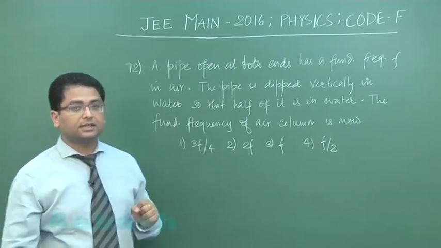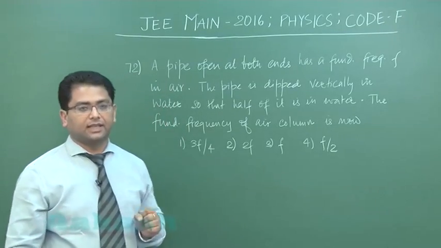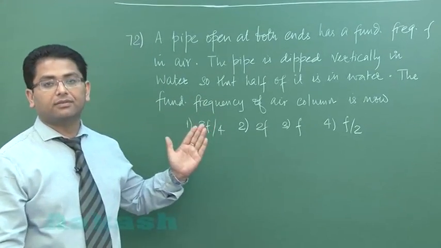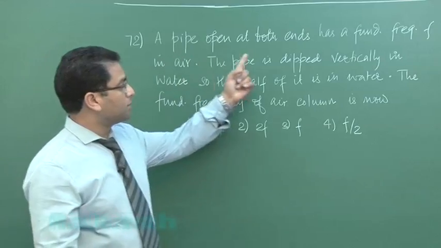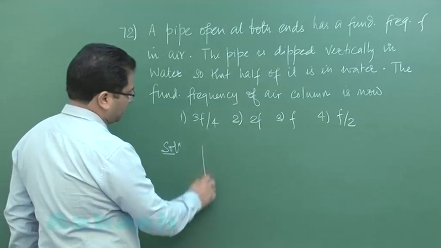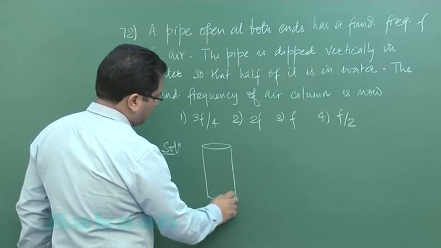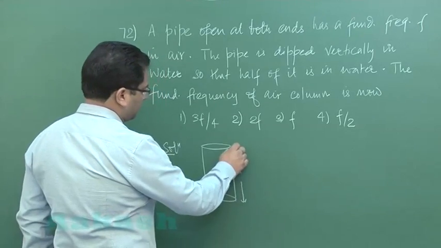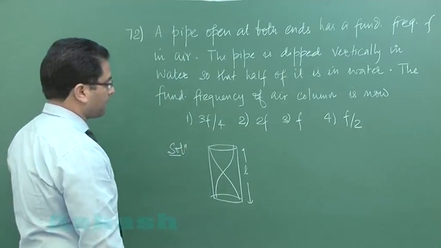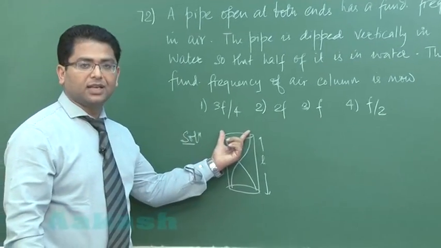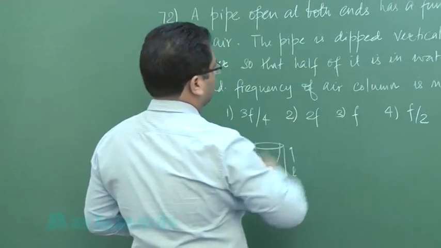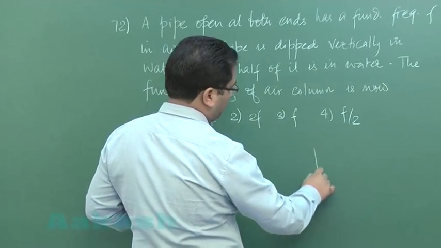Question number 72 is another directly formula based question, and that has been drawn from the topic wave and specifically standing wave in organ pipes. It says a pipe open at both ends has a fundamental frequency of F in air. So this is the situation, and if I would like to show it through the process during the fundamental vibration, this is the situation. This being the displacement antinode, and when it comes for pressure, it's a pressure node. Now the pipe is dipped vertically in water so that half of it is submerged.